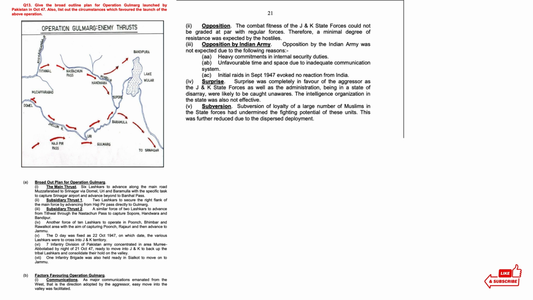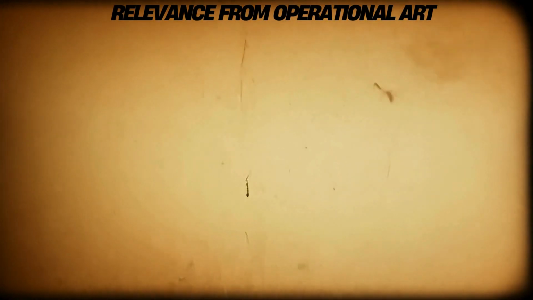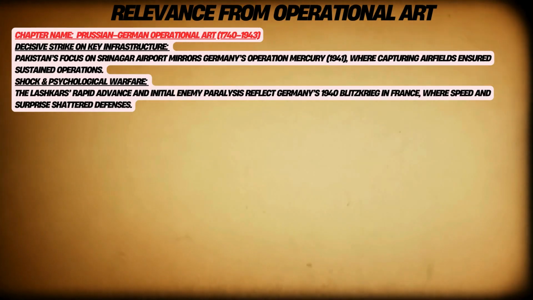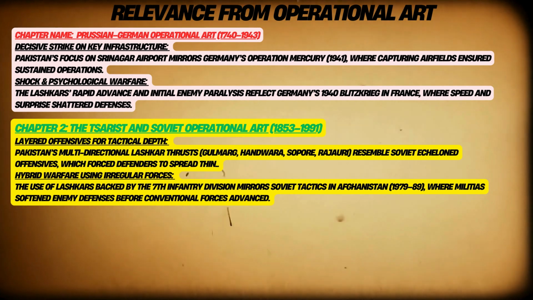Question 13. Give the broad outline plan for Operation Gulmarg launched by Pakistan in October 1947. Also, list out the circumstances which favored the launch of the above operation. Let's tackle this question step by step. Step 1. Read and analyze the question. First, understand what the question is asking, the key points, the events, and the military strategy involved.